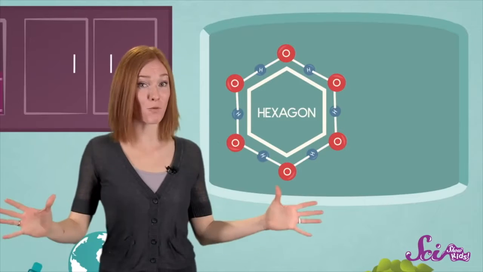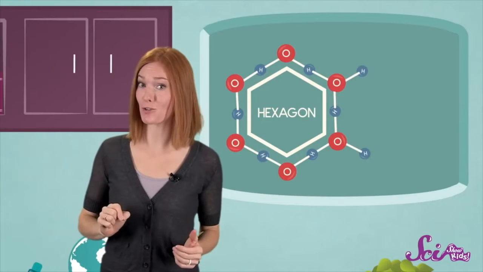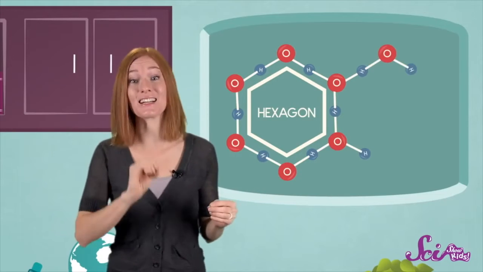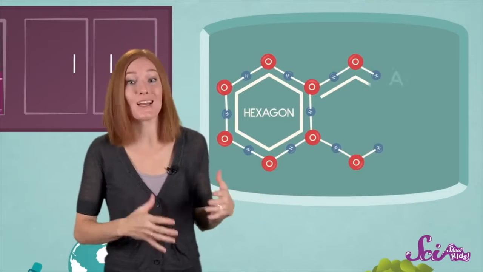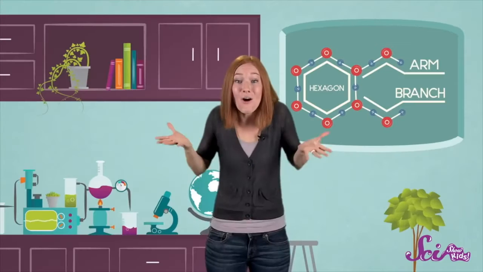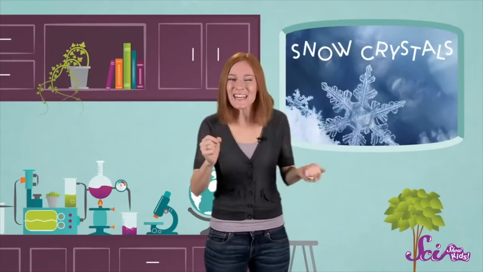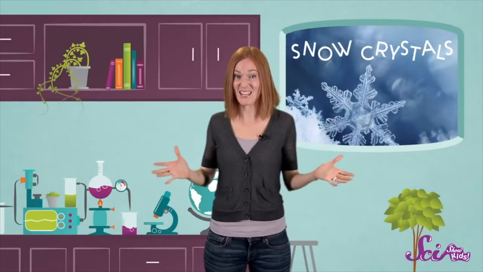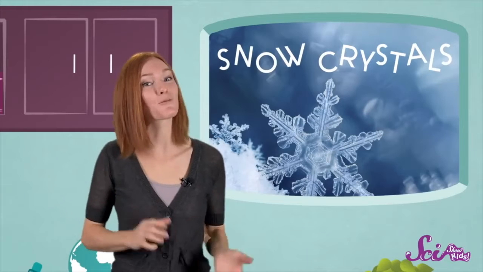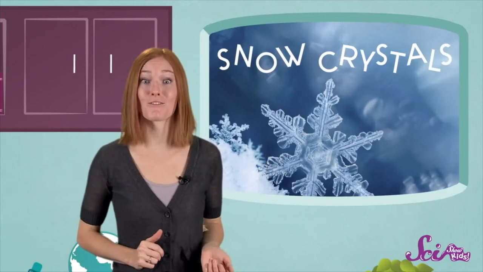But if there's enough water around, then more water particles will attach at the little points of that 6-sided crystal, each becoming an arm or a branch. From there, all kinds of different things can happen. Even though all snowflakes have 6 sides, they can end up looking totally different from one another. In fact, scientists have names for more than 30 different shapes of snow crystals.